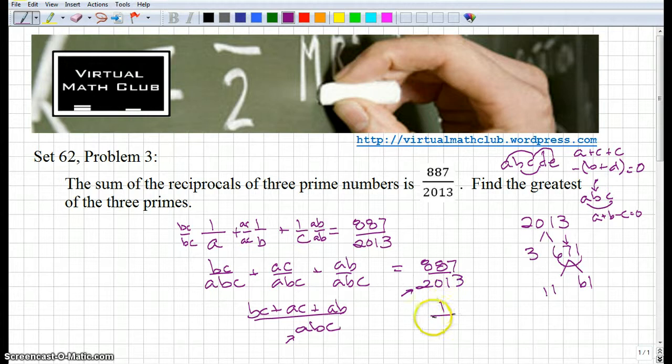Okay, so 1 over 11 plus 1 over 3 plus 1 over 61 should give us 887 over 2013, and you can test that, and it does. That is true. So it asks for the greatest of these primes, and so our answer is 61.